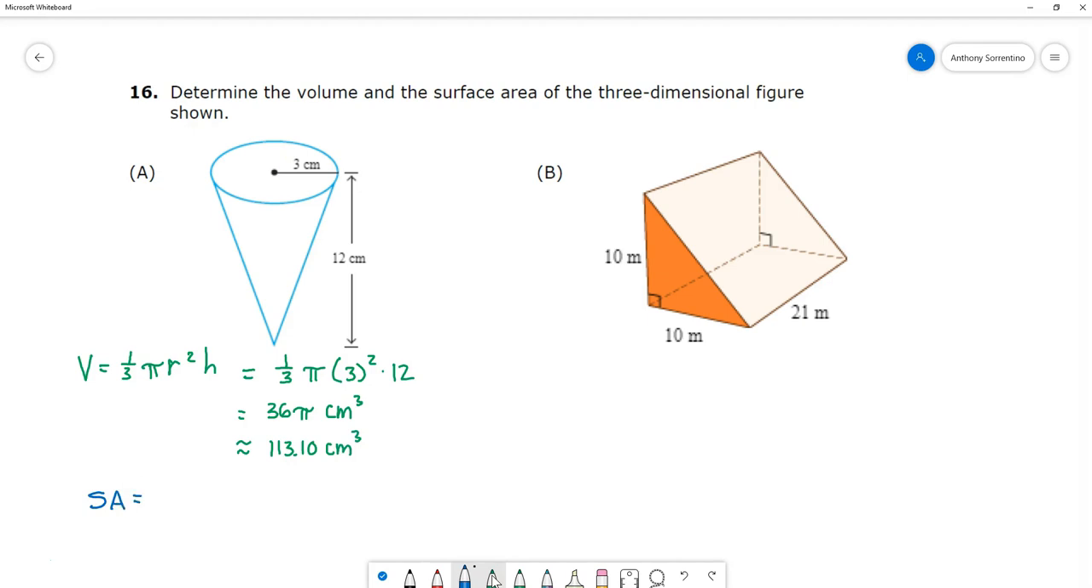As far as the surface area goes, the surface area is obtained by the formula pi r squared plus pi r square root of h squared plus r squared, where again r is the radius, h is the height.